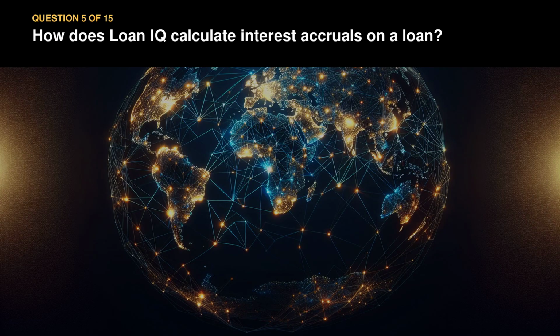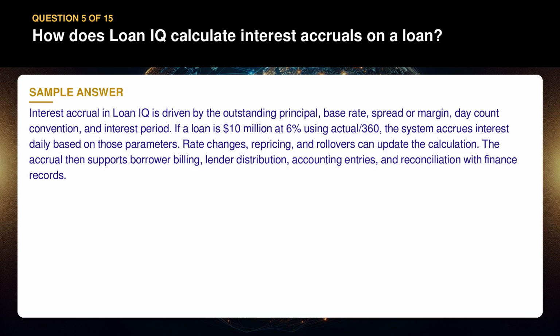Question 5. How does Loan IQ calculate interest accruals on a loan? Interest accrual in Loan IQ is driven by the outstanding principal, base rate, spread or margin, day count convention, and interest period. If a loan is $10 million at 6% using actual/360, the system accrues interest daily based on those parameters. Rate changes, repricing, and rollovers can update the calculation.